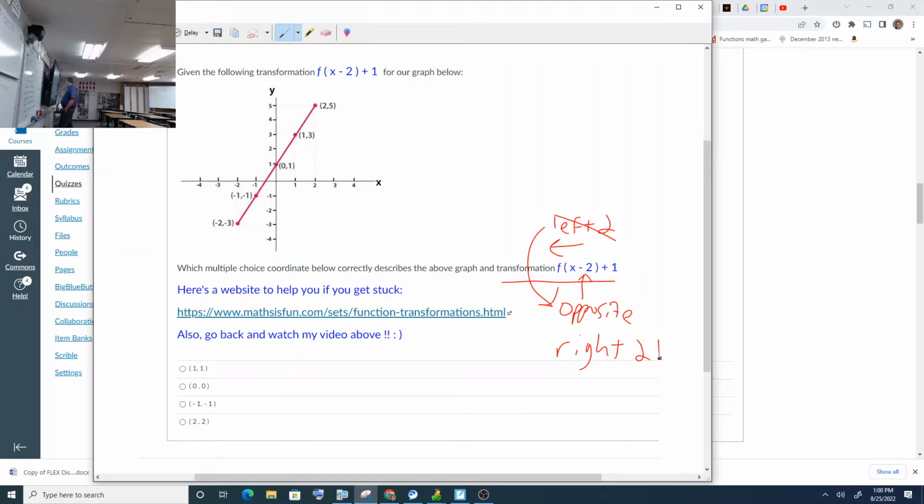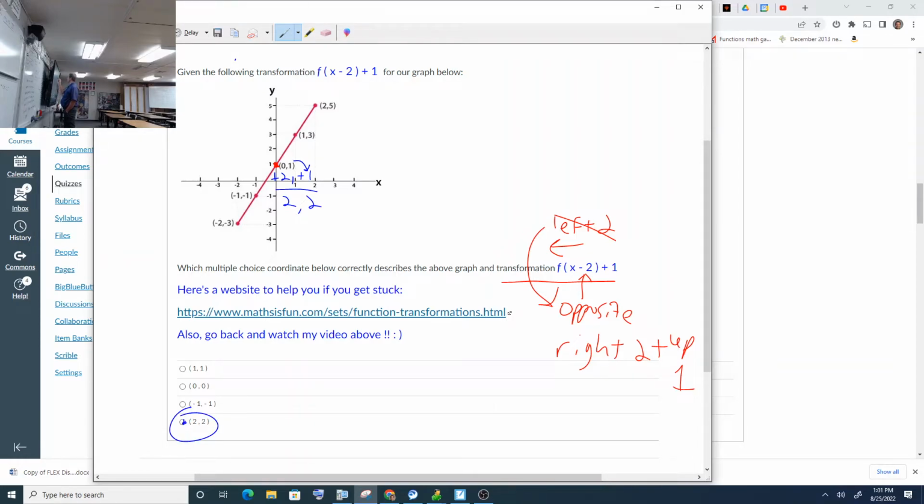Then over here we're going to do plus 1, which means we're going to go up 1. So right 2, up 1 from our graph. We'll choose a point on our graph, let's just choose that one. If you choose a different one, you'll get the right answer, but it won't be in the multiple choice options. So from here we go right 2 and up 1. So 0 plus 2 is 2, and 1 plus 1 is 2. So 2, 2 is our answer there.